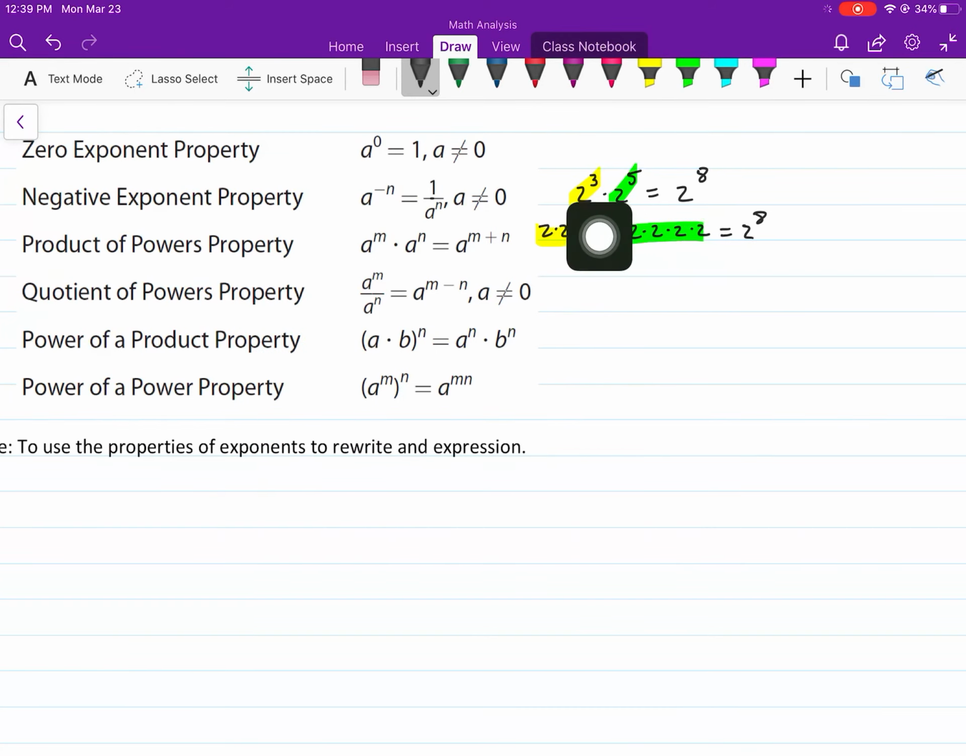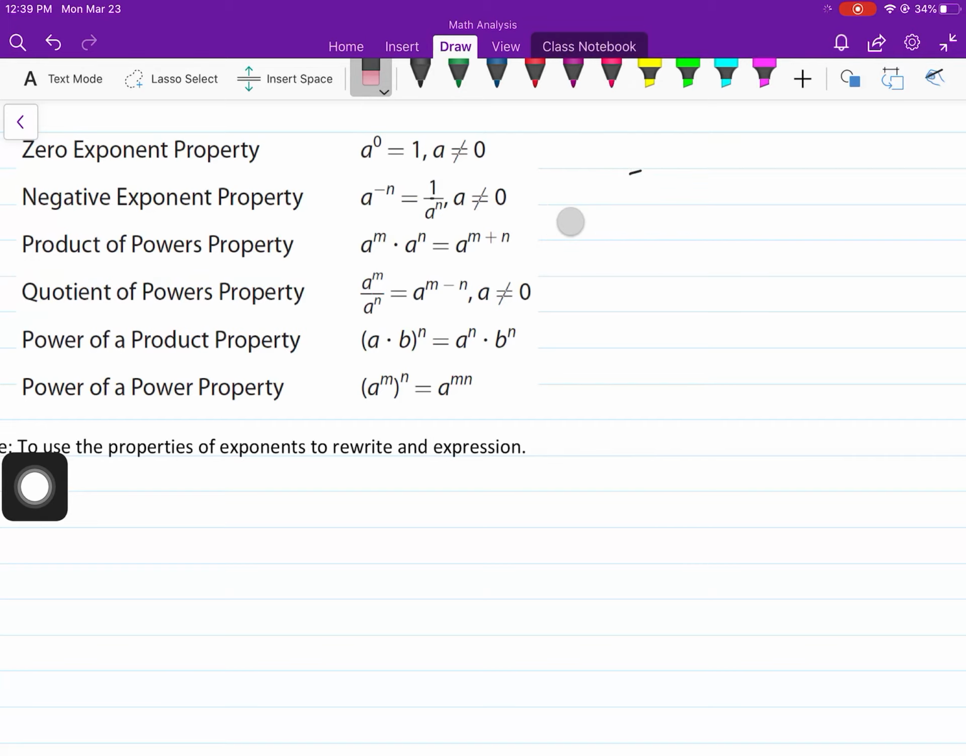So this one really just makes sense just thinking about, you take it down to what is an exponent. It's just multiplying it by itself that many times. So if you have 2 to the third times 2 to the fifth, you would have a total of 8 2's being multiplied together.